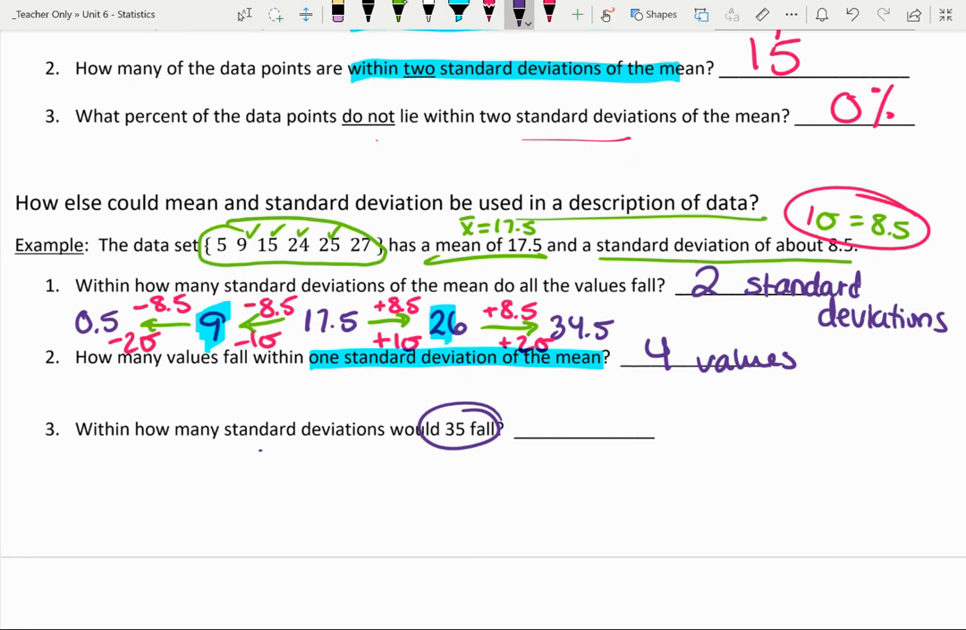Well, 34.5 was my plus 2 standard deviations, right? It was 2 standard deviations away. So I would actually have to go to the 3rd standard deviation, which in this case, I believe, let's see, that'd be 43 to actually get 35, right? My 35 would be in between those two. So I would have to go 3 standard deviations away.